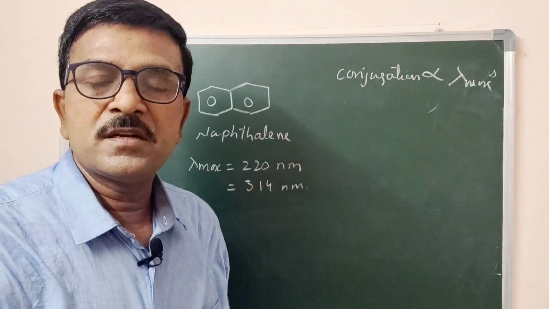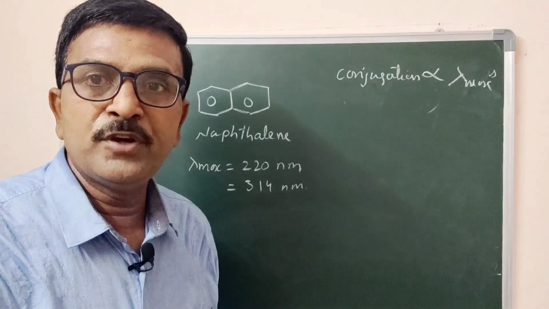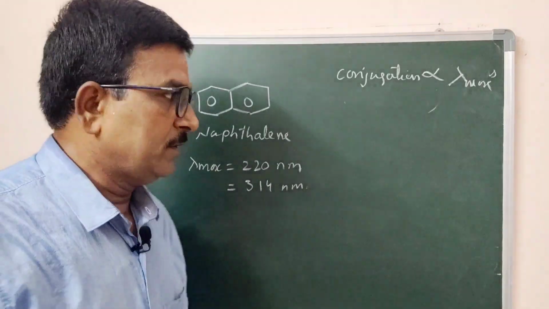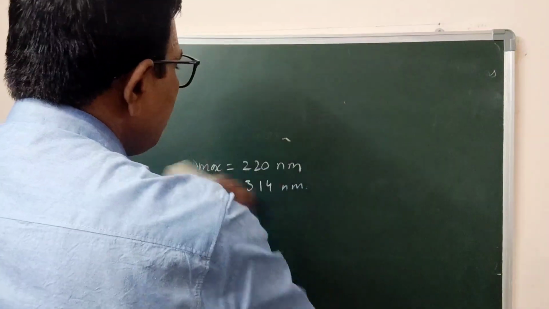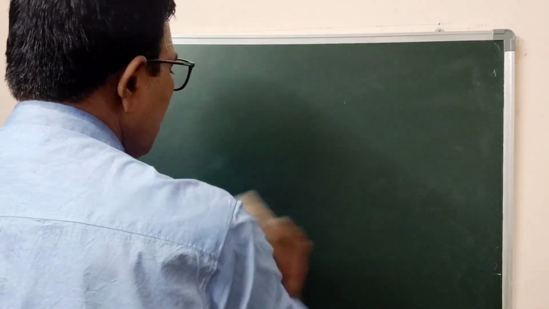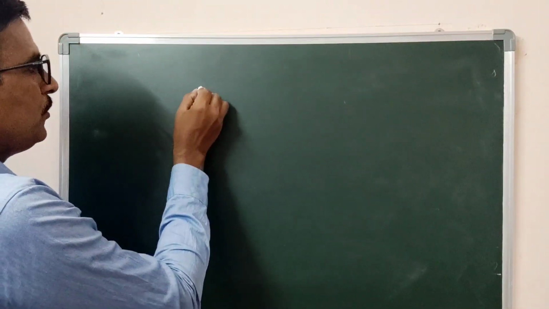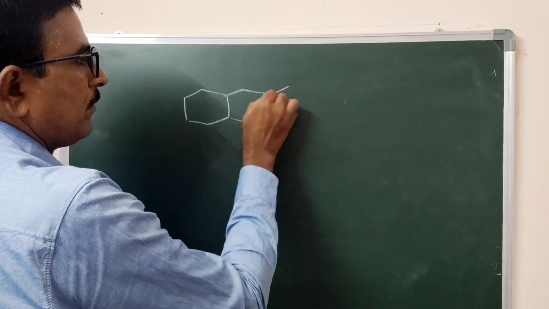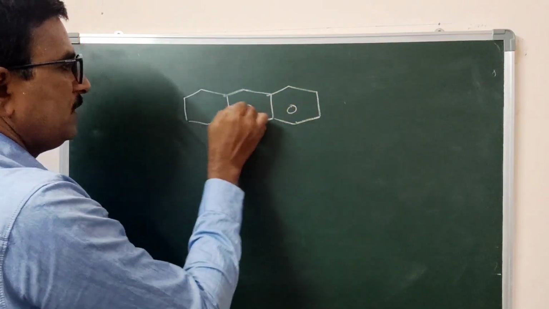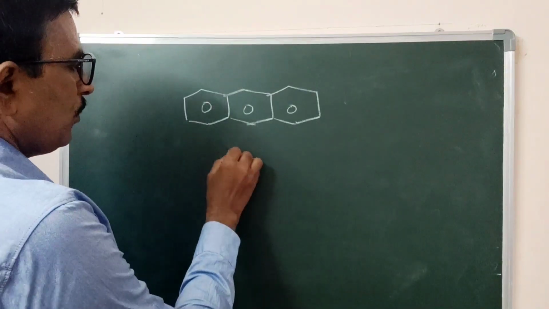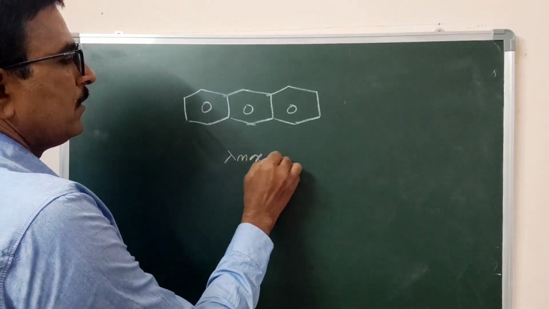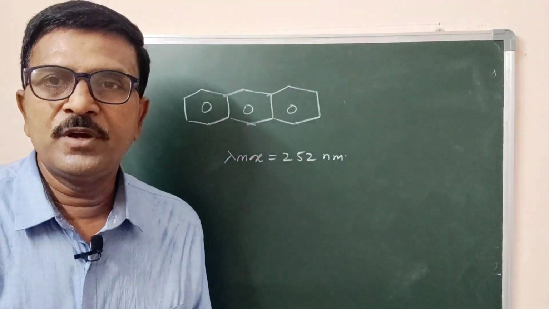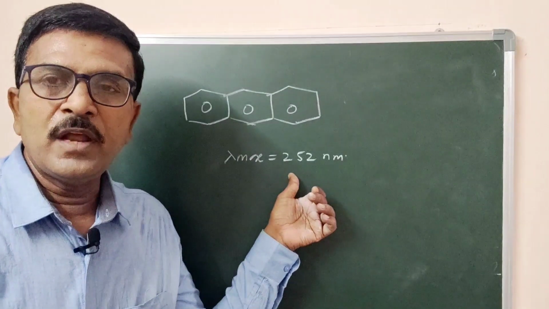We already discussed the factors affecting absorption maxima, like solvent effect and conjugation effect. In the same way, when conjugation increases, the lambda max also increases. Now you take anthracene. It exhibits only one absorption band, the primary, at 252 nanometers.